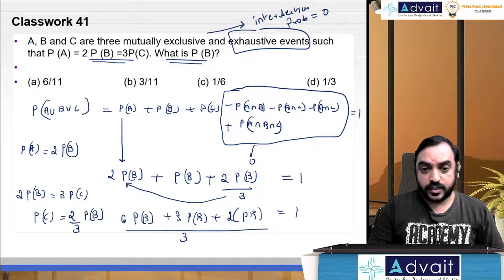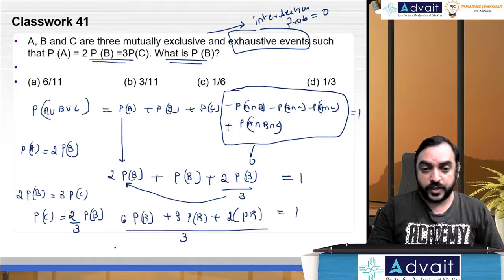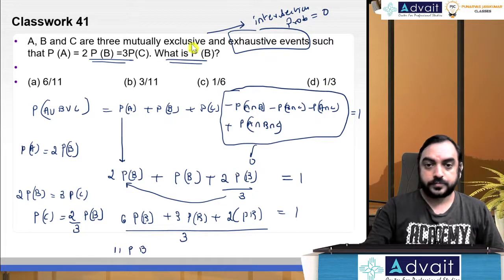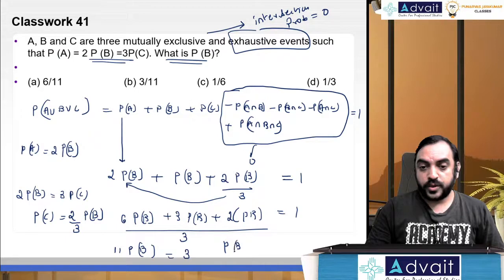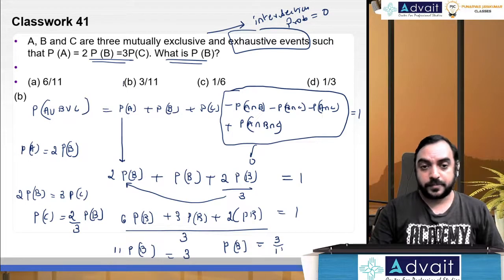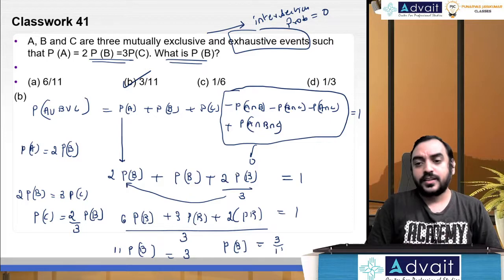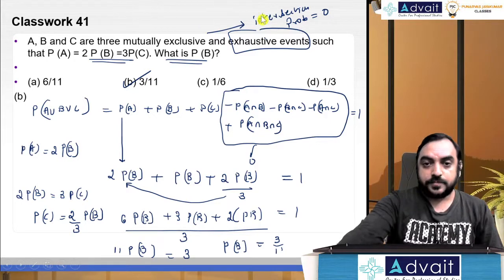So 6, 3 plus 2, 11, right? 11 probability of B equals 1 into 3 is 3. So probability of B equals 3 by 11. So 3 by 11, you get option B. This is more of a mathematics question, but anyway, you please write it down.